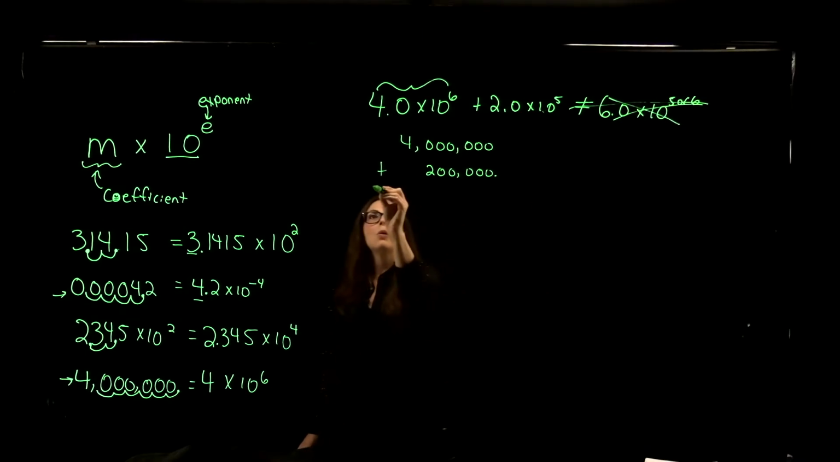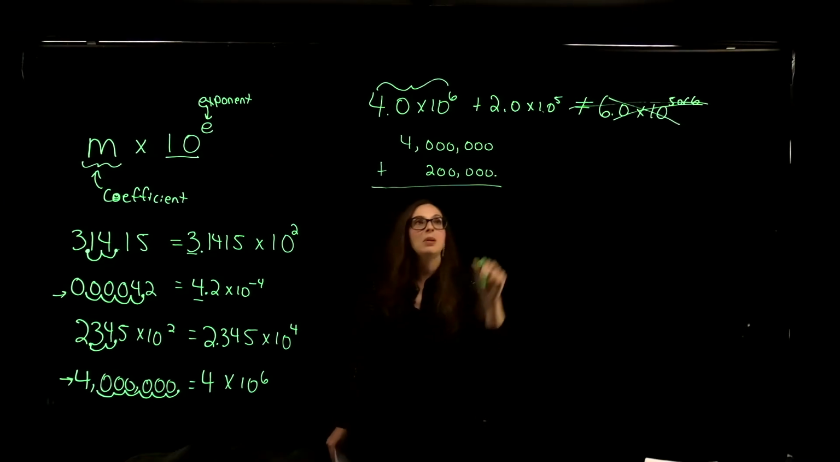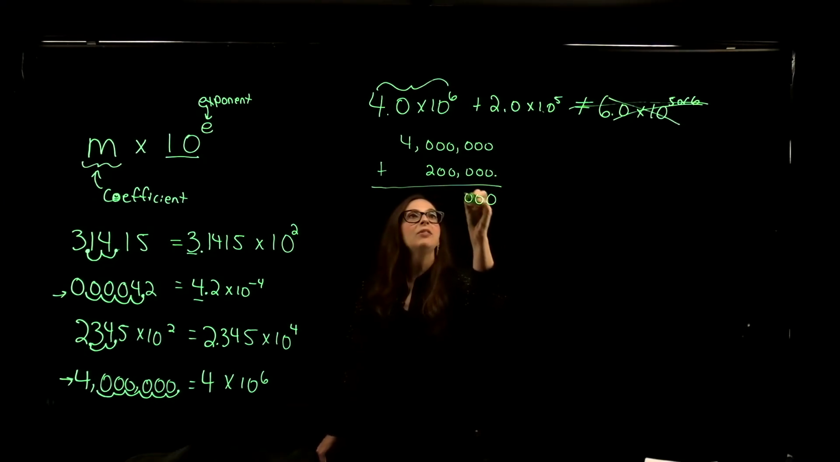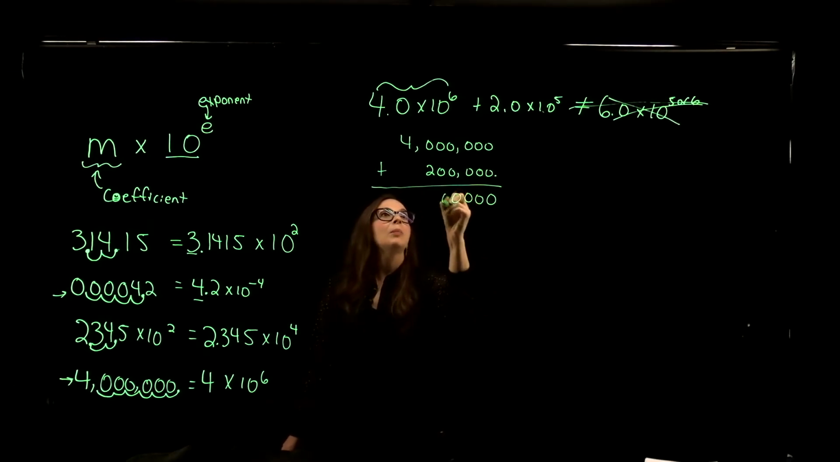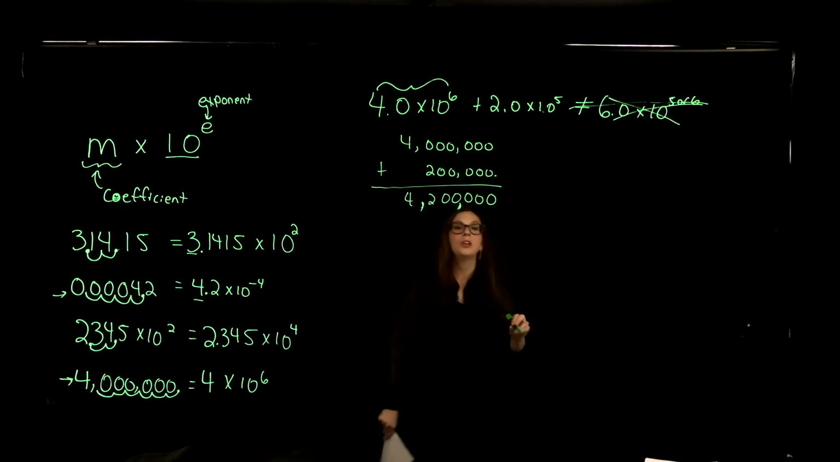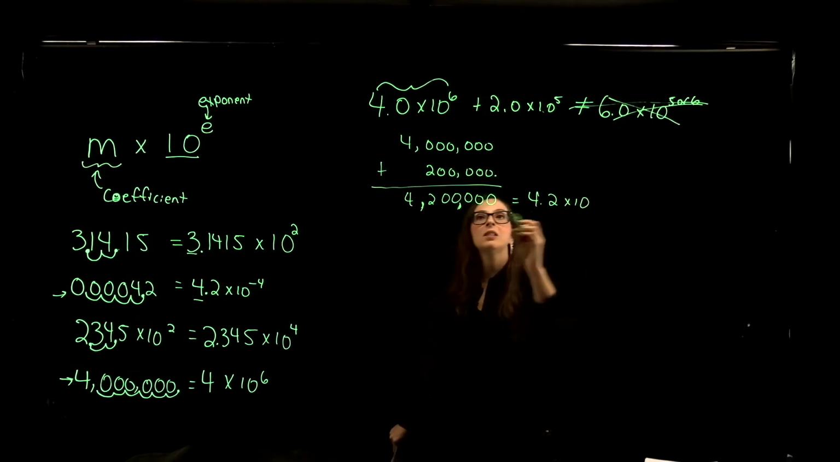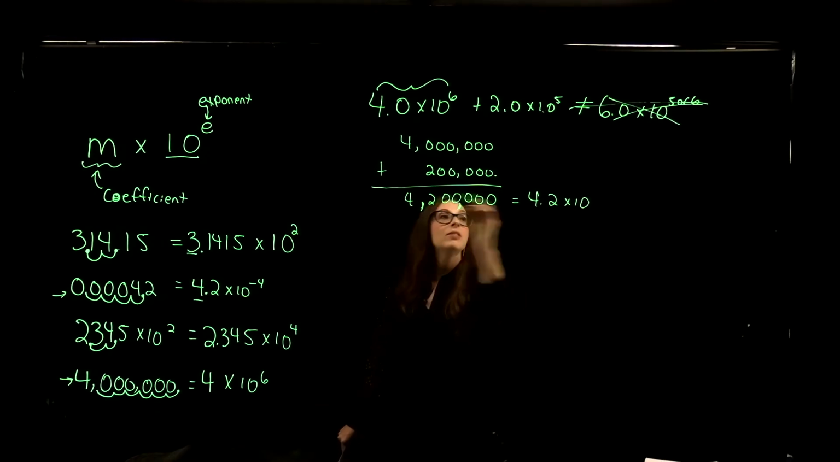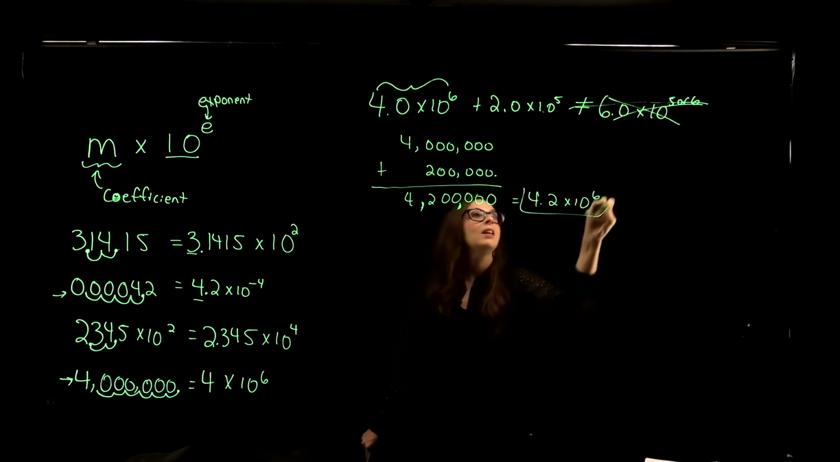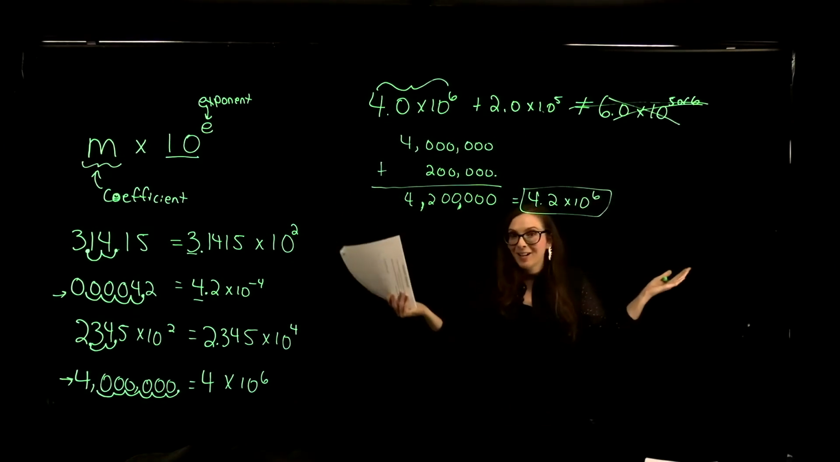Okay. So this is the way that you probably learned how to add when you were in elementary school. We have to do it like this, right? So our answer, I'll put those commas, becomes 4,200,000 or 4.2 times 10 to the 6, right? So you can't just add across the 4 plus the 2 in order to get your answer.